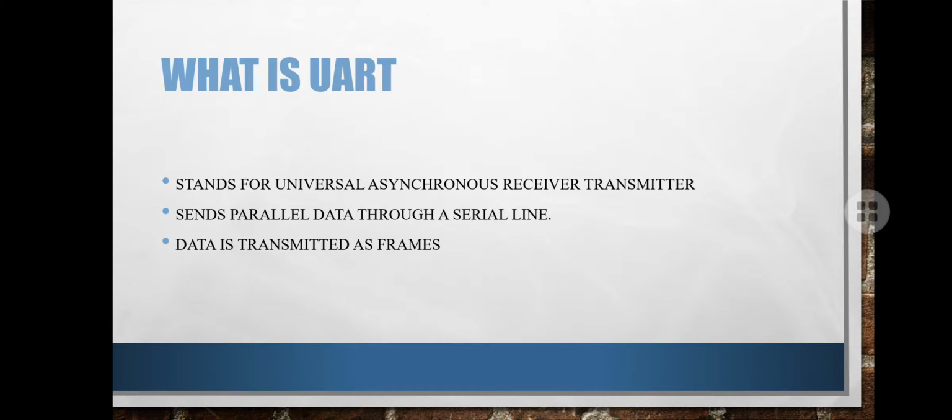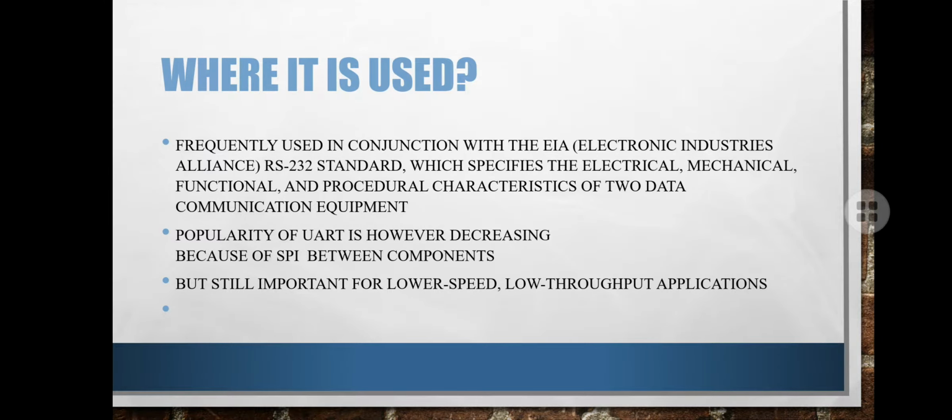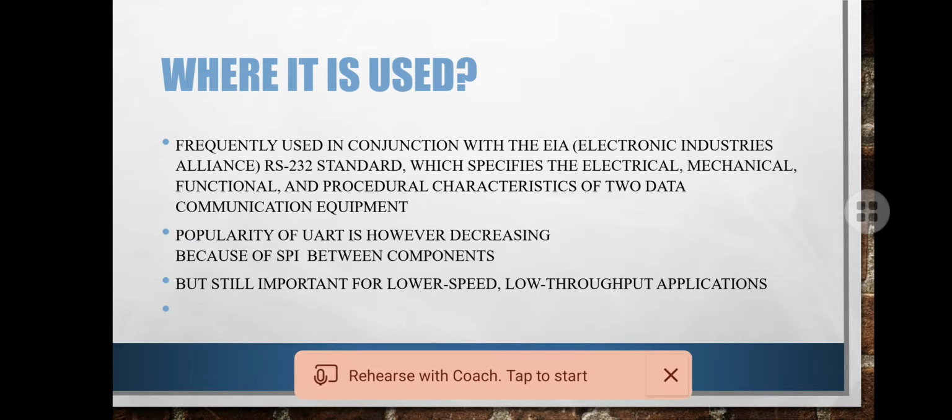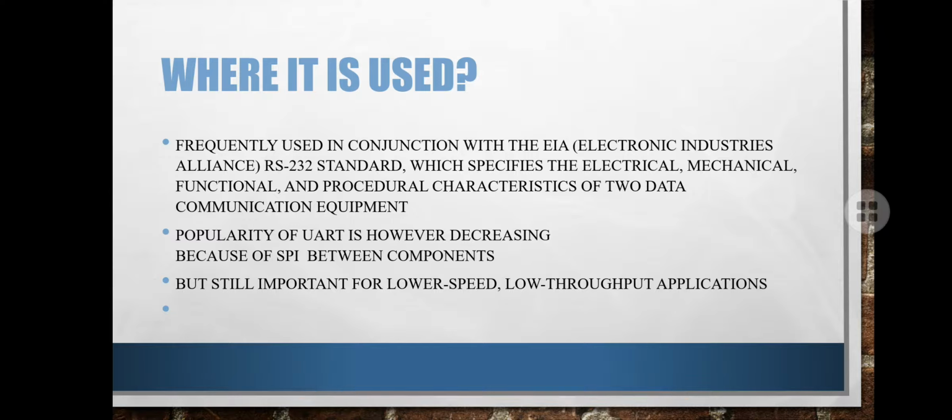What is UART? UART stands for Universal Asynchronous Receiver Transmitter. It is a device from which we can send parallel data through a serial line. UART is frequently used in conjunction with the Electronic Industries Alliance, which specifies the electrical, mechanical, functional, and procedural characteristics of two data communication equipment. The popularity of UART is, however, decreasing because of SPI between components, but it is still important for lower speed, low throughput applications.